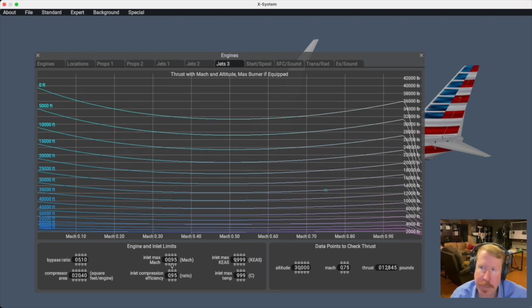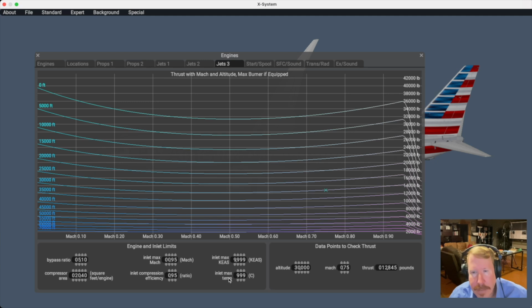So, I don't know, let's just put in 0.95. That's probably okay, because that's above the speed we're going to operate anyway. And inlet compression is 95%. I found 95, even 100% is just fine. Now, isn't this interesting? My max inlet knots indicated airspeed is all 9s, and my max inlet temp is all 9s. Well, is the CFM56 of this airplane really infinitely strong?